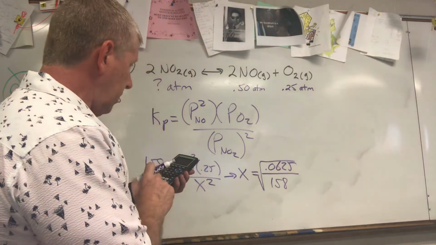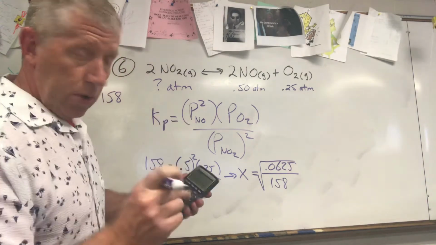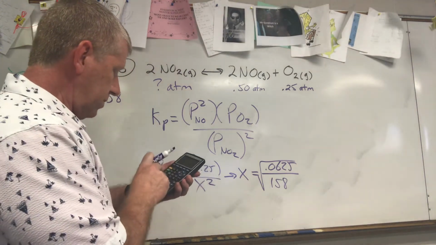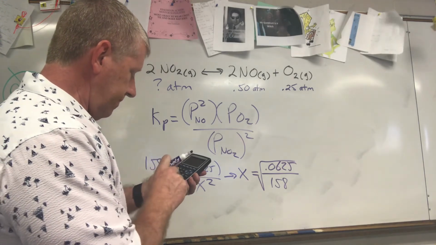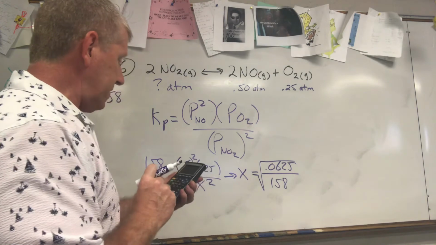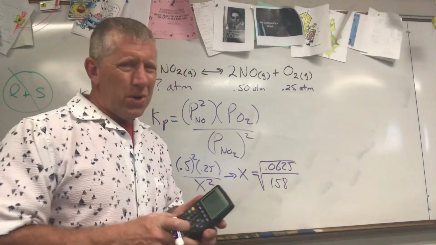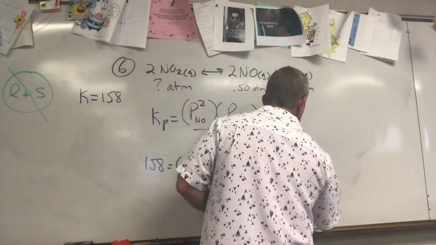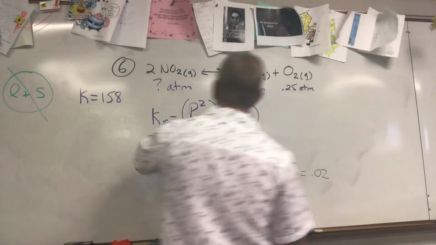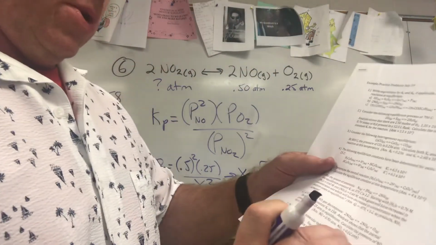Okay, so let's see. 0.0625 divided by 158. I'm going to take the square root of that. Second function square root, second function answer. And we get 0.0198. I'm going to call that 0.02. All right, 0.02. Now remember what we were calculating. Well, first of all, let's just make sure it's right. Okay, 0.02. Yep, there it is. We're good. 0.02.